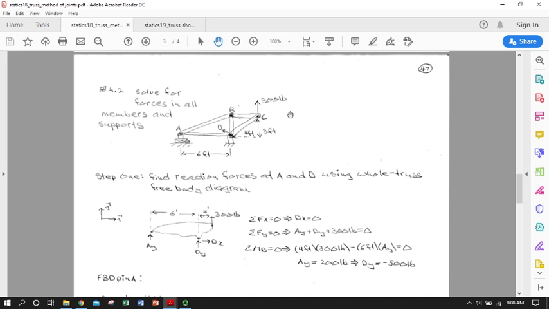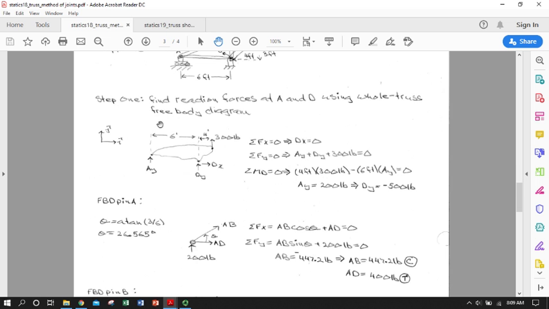Okay, so for our second example, we have this partially cantilevered truss. Again, it's simply supported because we have a two-force hinge here at point D, and then we have a simple roller support, which can only apply loads in the vertical, at point A.